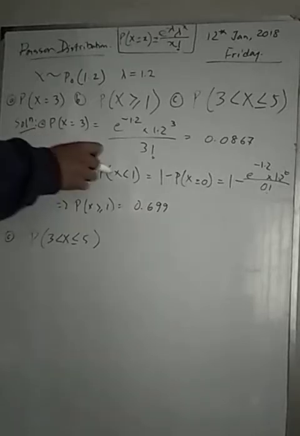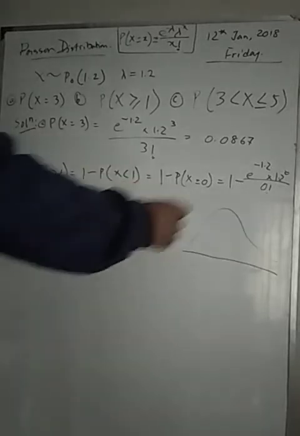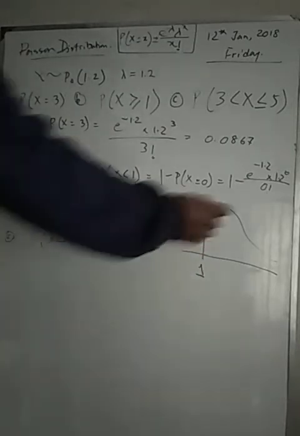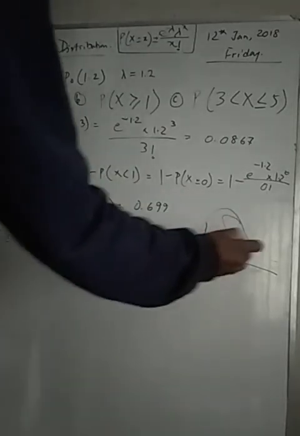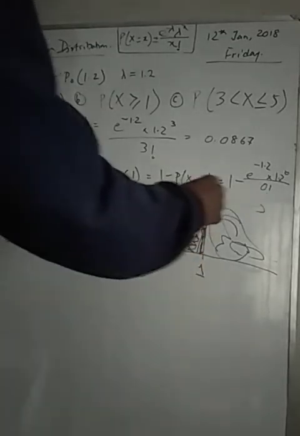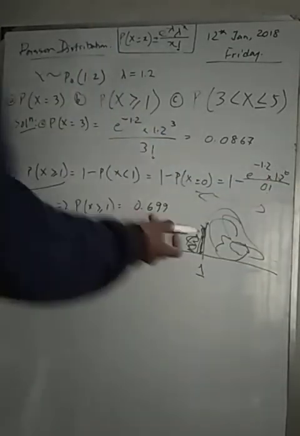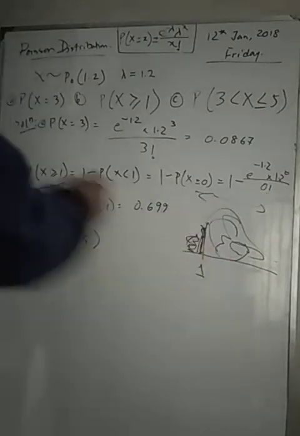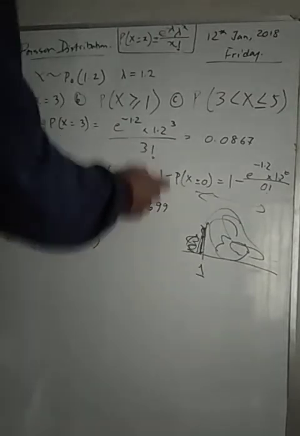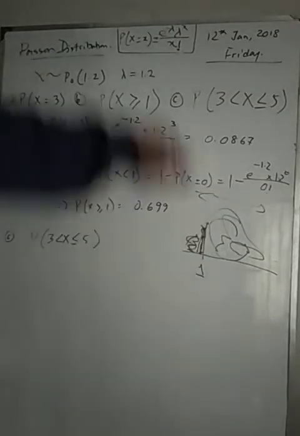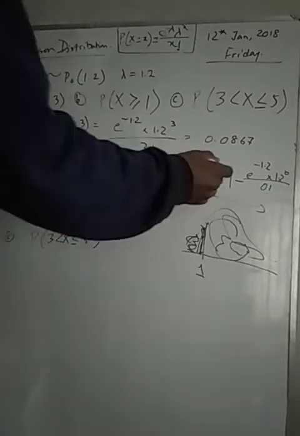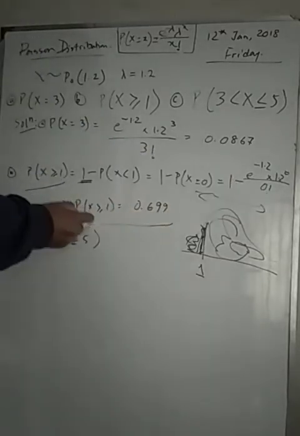Here we can do 1 minus probability of X less than 1. If we consider this to be our probability distribution curve, let's say this is 1, then we have to figure out this area, including this area as well. So what we can do is subtract this value from the total area, which is basically 1. So 1 minus probability of X less than 1, which is 1 minus probability of X equal to 0. Again, for Poisson distribution, the random variable takes on discrete values only. So we end up with 0.699, right?